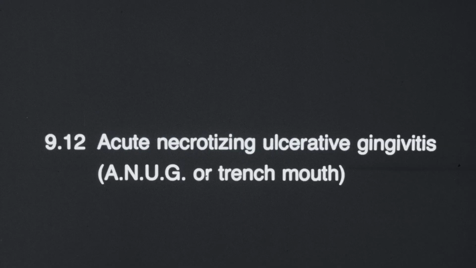One special type of gingivitis is acute necrotizing ulcerative gingivitis. Acute necrotizing ulcerative gingivitis, or ANUG as it is sometimes called, is known to many people as trench mouth. Acute necrotizing ulcerative gingivitis was frequently seen in soldiers who occupied the trenches during World War I. It was thought to be an infectious disease at the time.